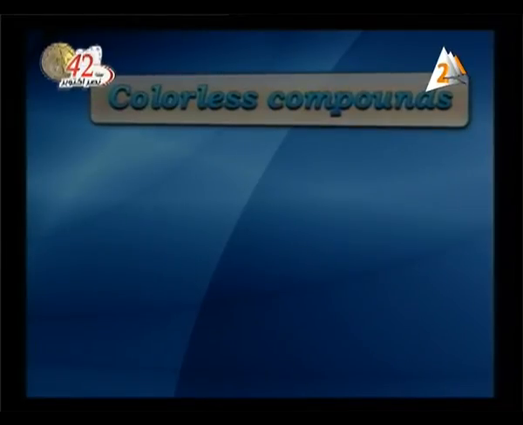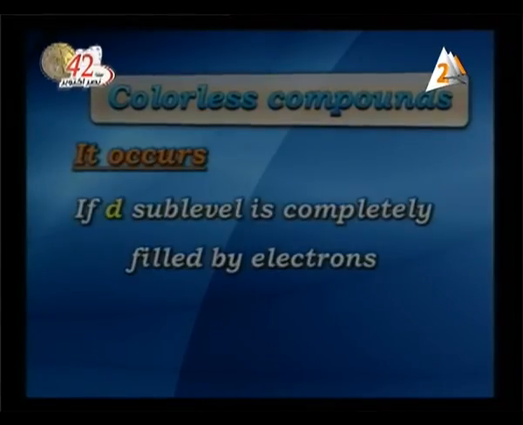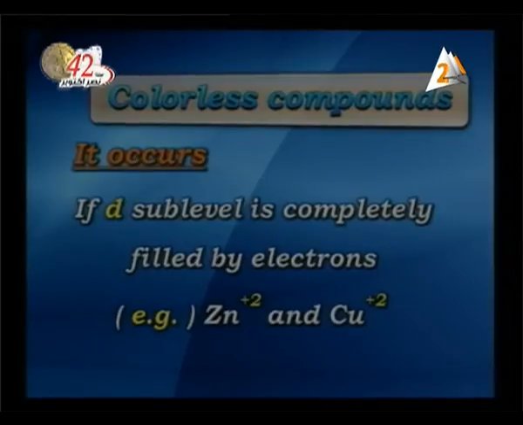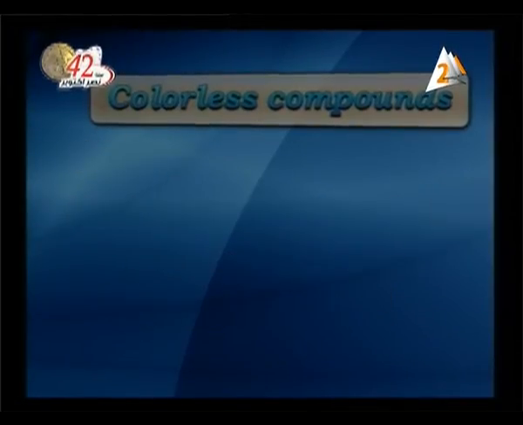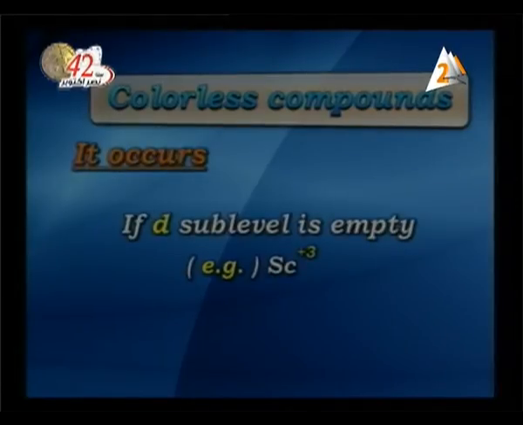So, my dear student, the colorless compound occurs if the d sublevel is completely filled by electrons, as zinc positive 2 and copper positive 1. It also occurs when the d sublevel is empty, as scandium positive 3.